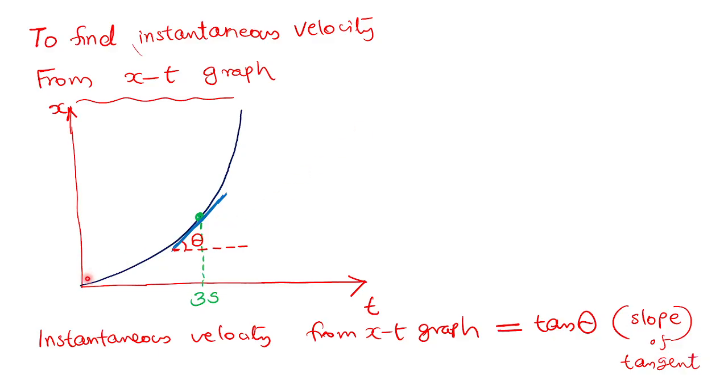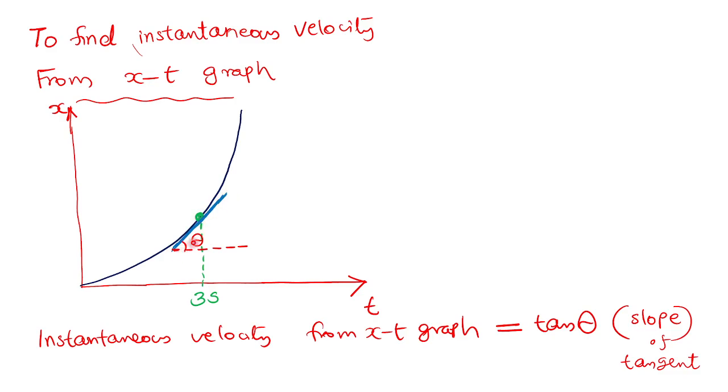So I will repeat. If you are given an x-t graph, at a particular time, for example at 1 second or 3 seconds, and I want the instantaneous velocity, which means the velocity at that moment, what do you have to do? Geometrically, how can we find the velocity at this time? You have to draw a tangent line touching the curve at that point.